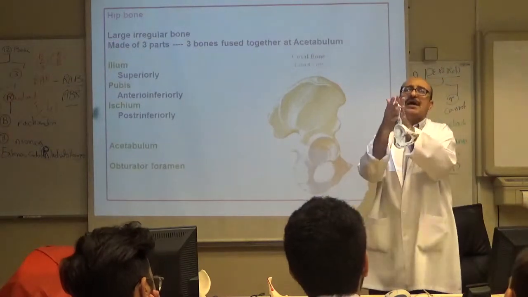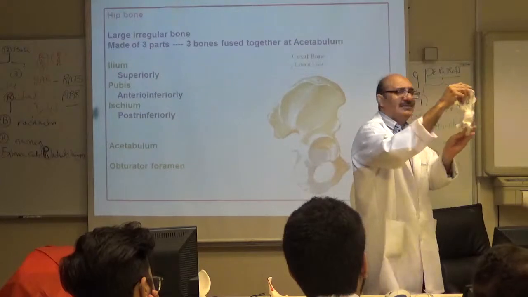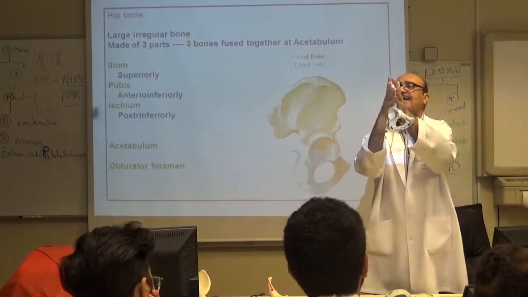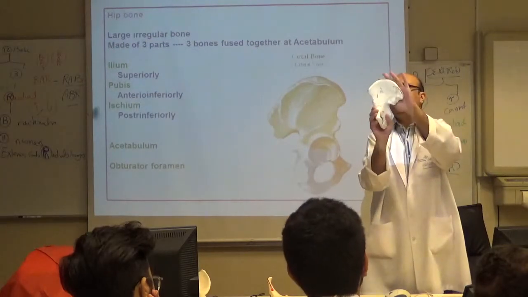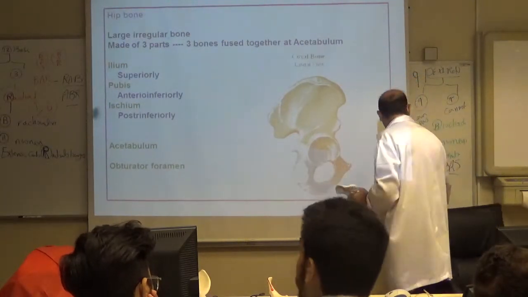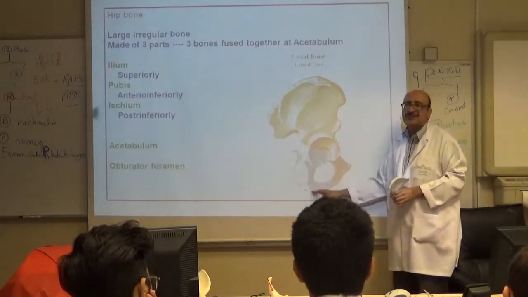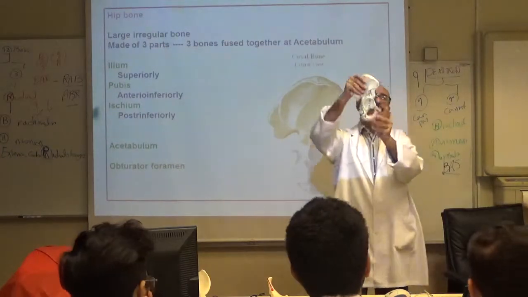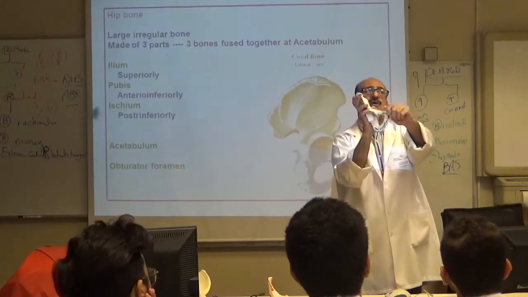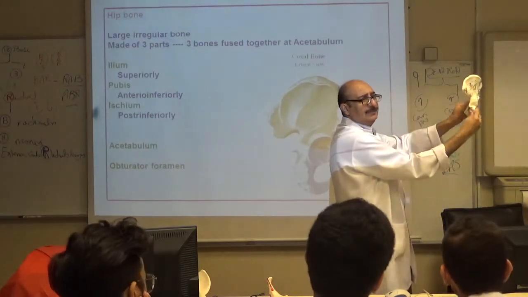This flat upper part is ilium. Some of the group make it like this. No. Upper part is flat. Ilium. Then you have a combination of three bones here. Ilium, here pubis, here ischium. This one is pubis and this one is ischium.